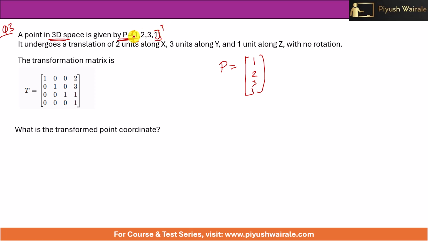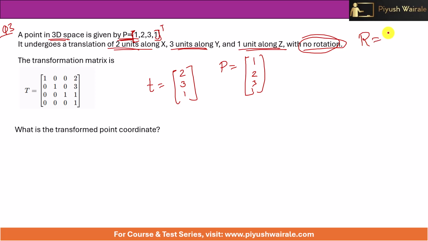It undergoes a translation of 2 units along X, 3 units along Y and 1 unit along Z. So we have this particular T here: 2 units along X, so 2; 3 units along Y, so 3; 1 unit along Z, so 1. With no rotation. When I say no rotation, R will be equal to my identity matrix. So you can see the transformation matrix is like this.